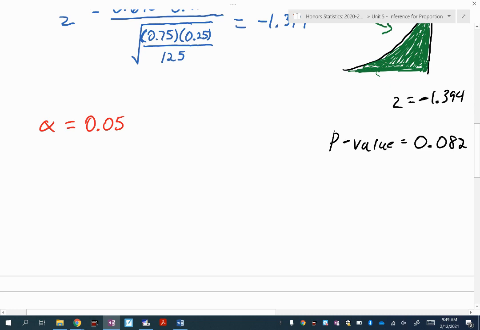So you can use whatever you want, but I'm just telling you, kind of like when we did, I said the 90% and the 95% confidence levels are like the most common. This is the most common alpha level. This is what we consider to be our cutoff point.